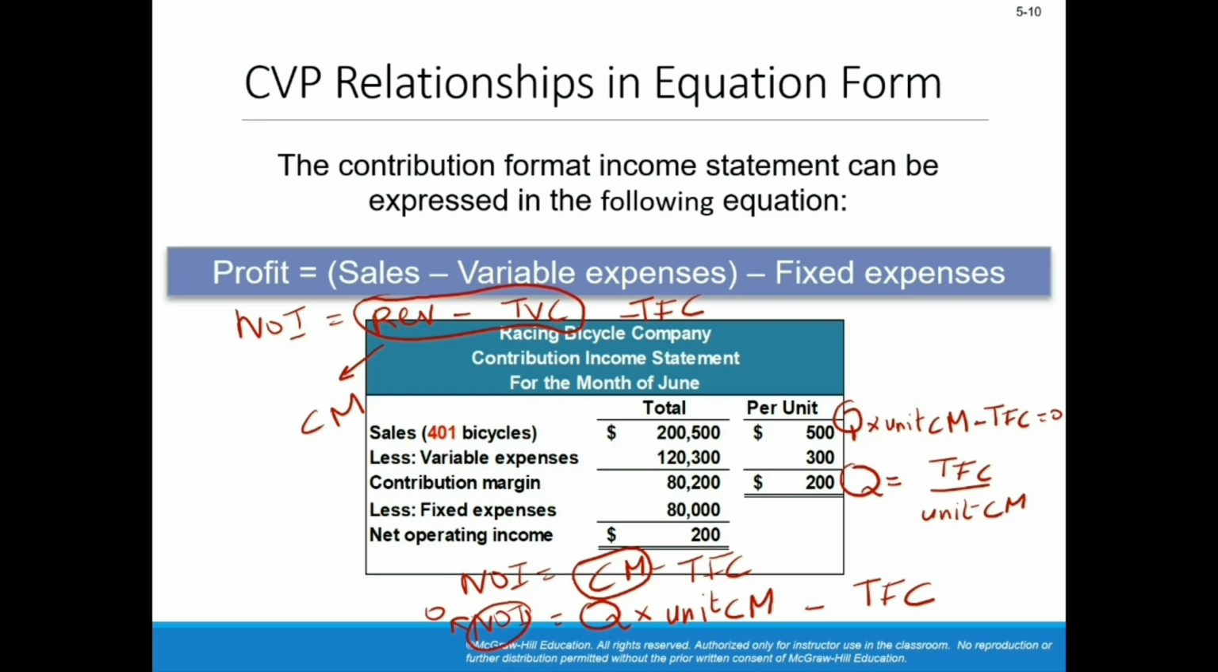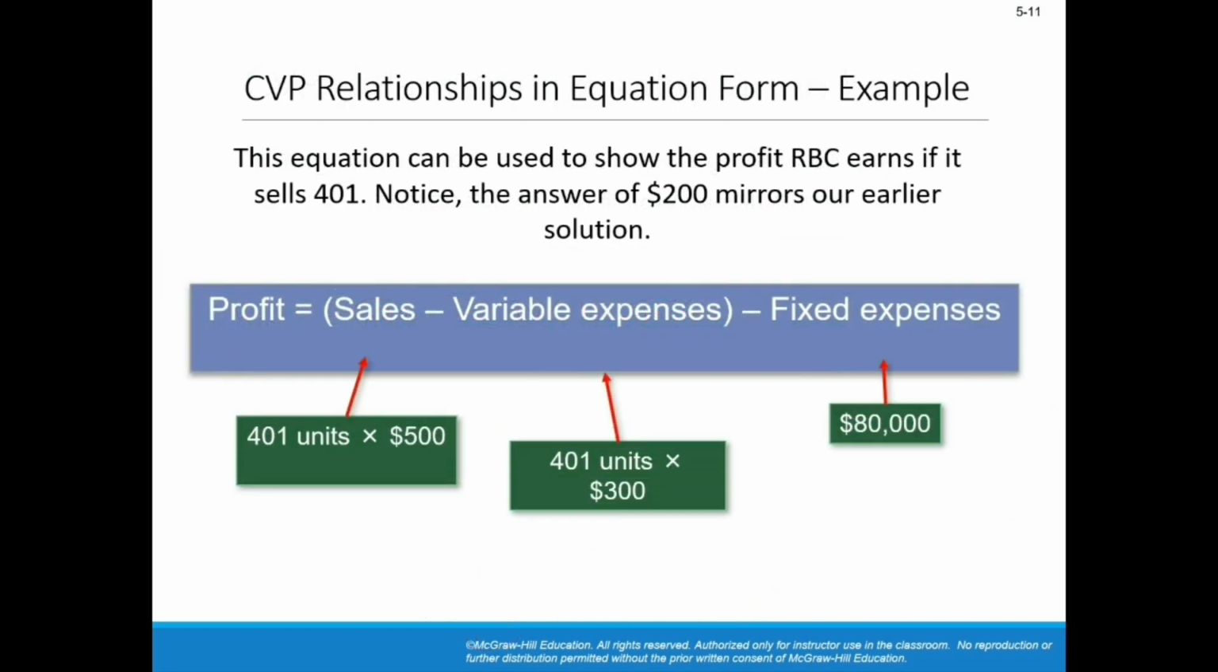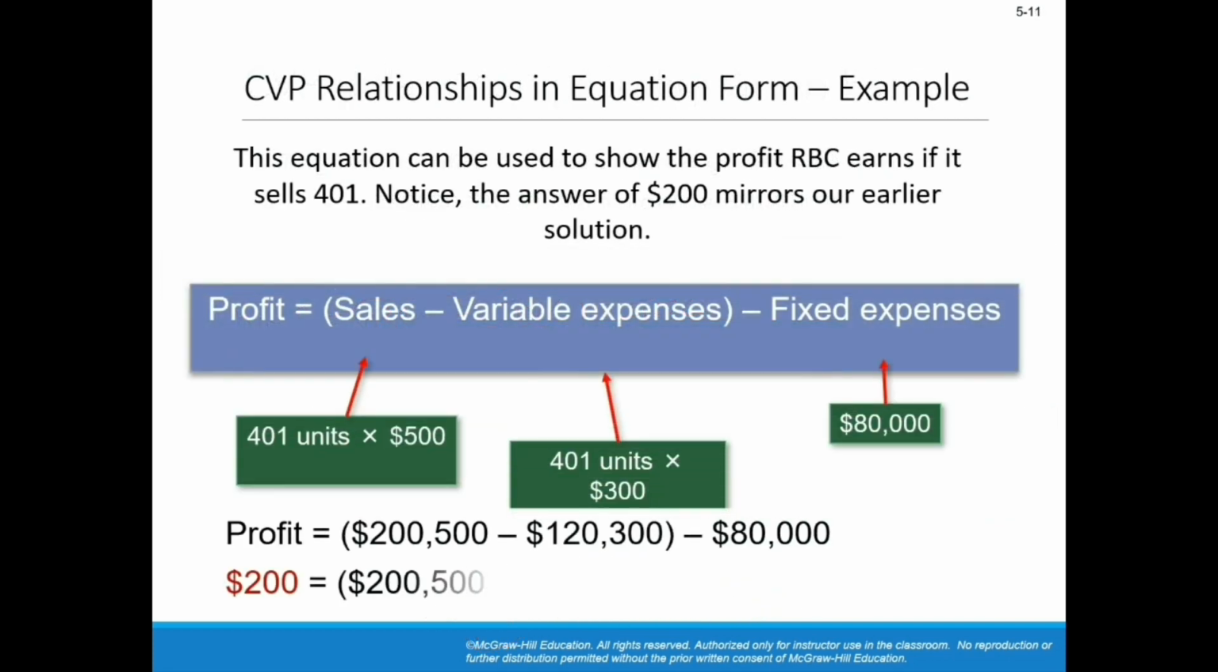Okay, we will get back to this. So here they are simply plugging in numbers and telling us that when you sell 401 units, you will get a profit or a net operating income of $200. Remember that profit is the same as net operating income and the same as the pie in microeconomics.